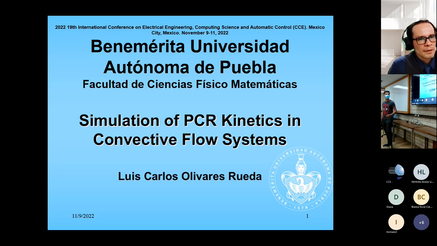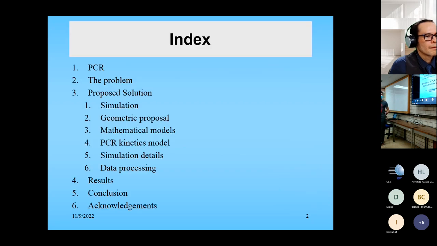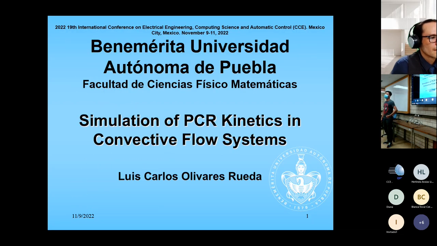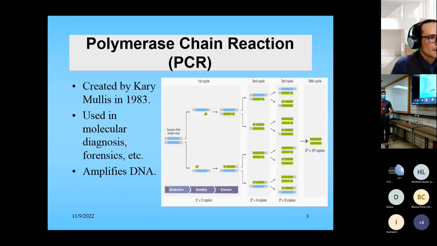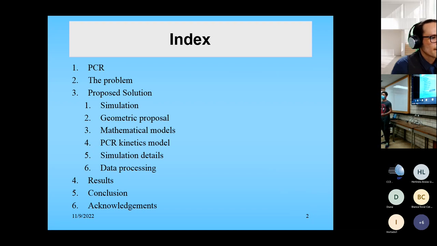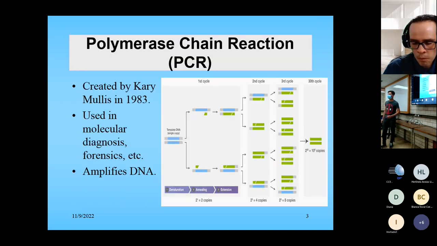Hello everyone, my name is Luis Olivares and I am from the Benemérita Universidad Autónoma de Puebla, in short BUAP, and I am going to talk about simulation of PCR kinetics in convective flow systems. This is the index. I'm going to talk about the PCR, what is the problem, and I propose a simulation. I'm going to talk about the proposed simulation, and the results and conclusion.